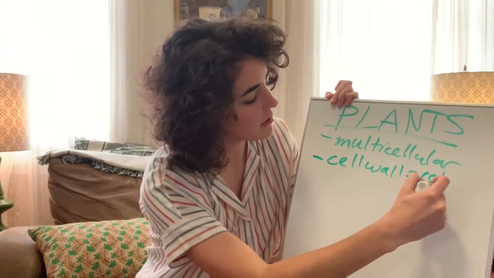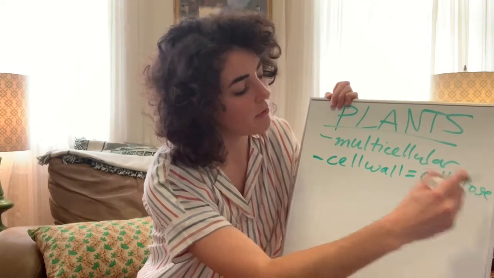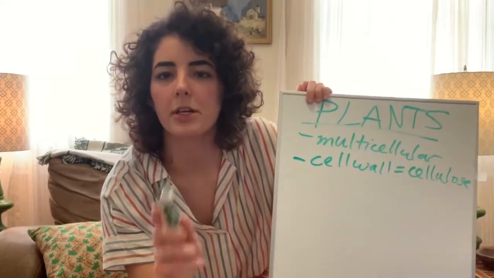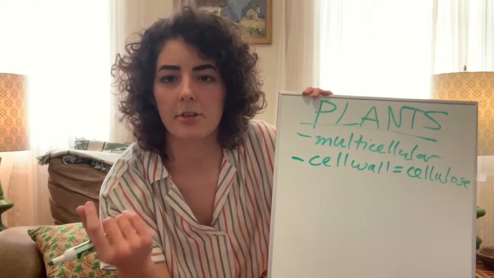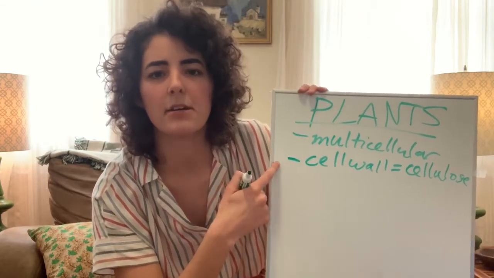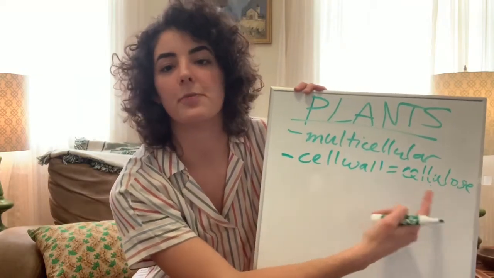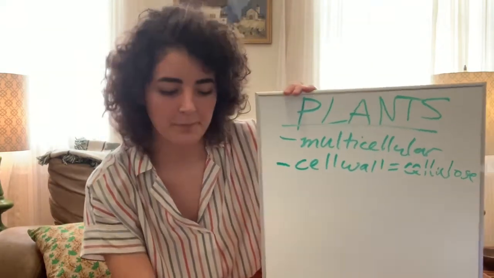Cell wall of cellulose. If you remember, fungi also have a cell wall, but theirs is made of chitin, which is the same stuff that makes up like a beetle's exoskeleton. Plants, their cell wall is made of cellulose. Oops, I erased that. That's fine.